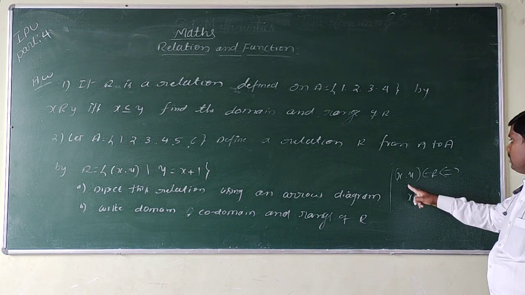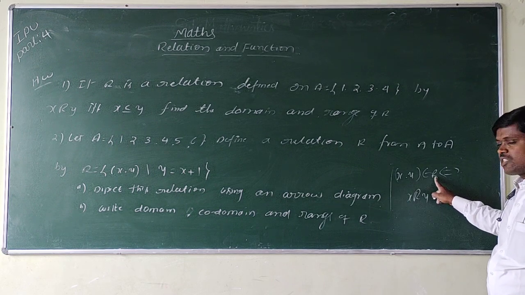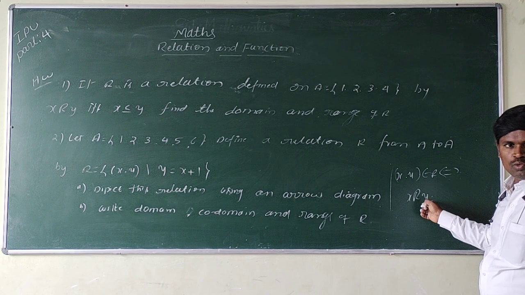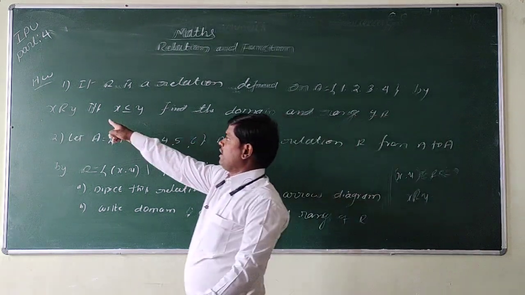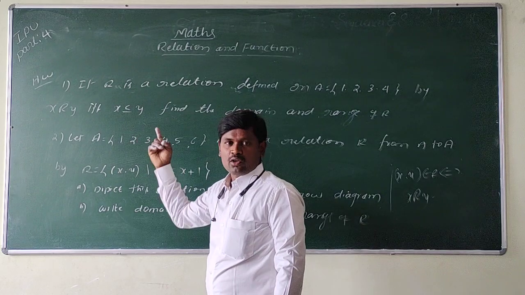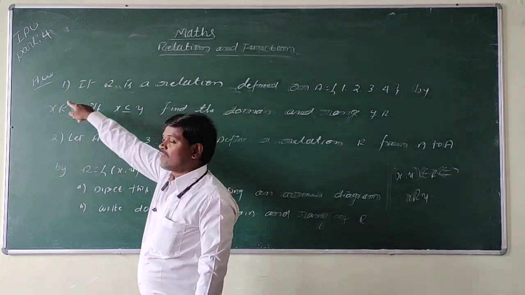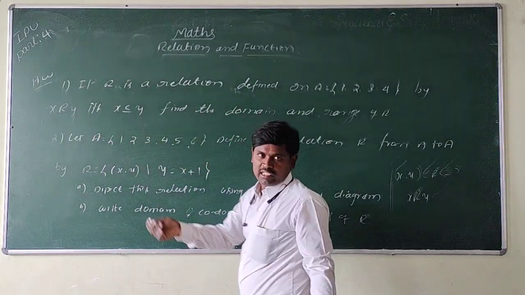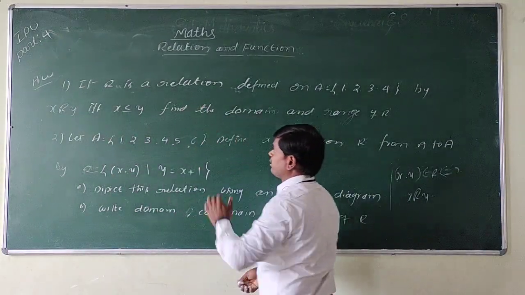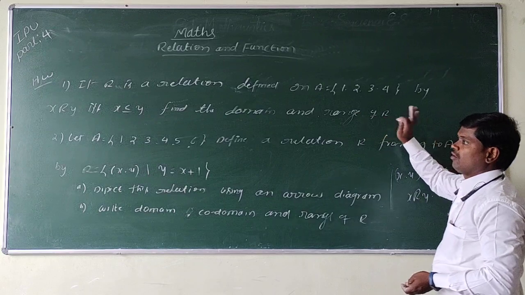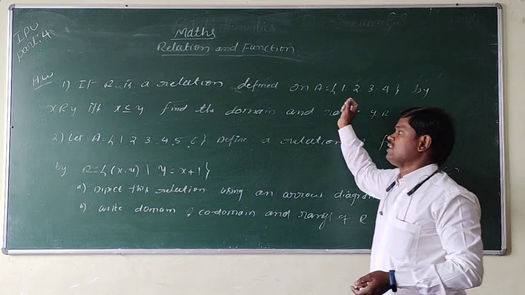By the definition, (x, y) an ordered pair belonging to R means what? x is related to y is true. So x is related to y if and only if x is less than or equal to y. If x is less than or equal to y, then that implies (x, y) belongs to the relation, that is, x is related to y is true. Okay, so find the domain and range of R. We need to find the domain and range.